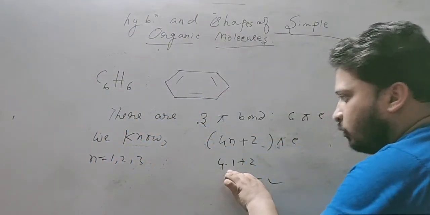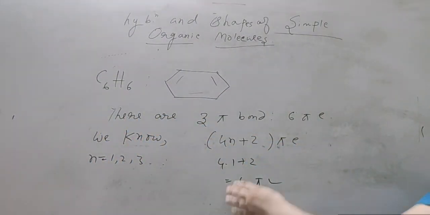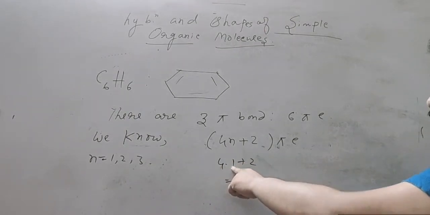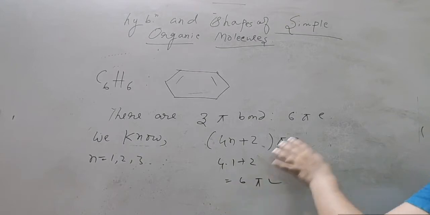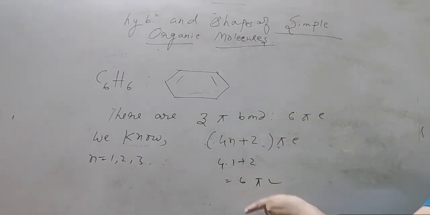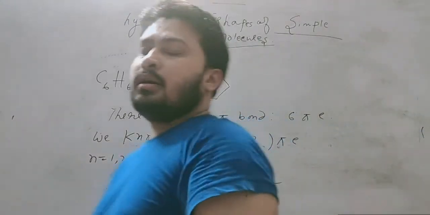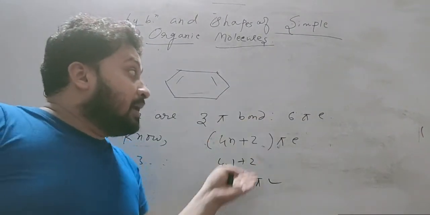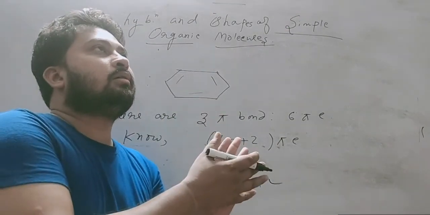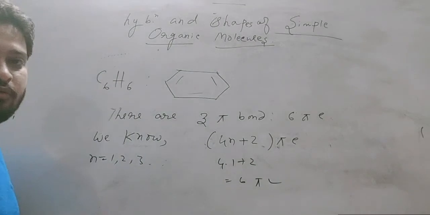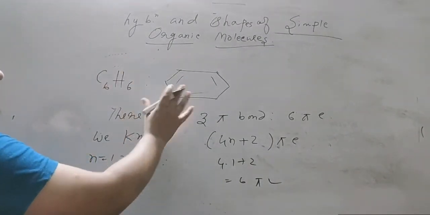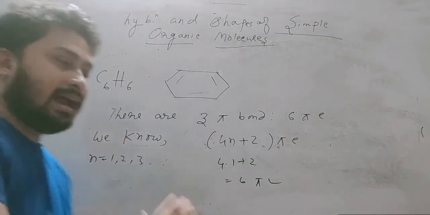Putting this value 1, we get 6 pi electrons, and this is the number of pi electrons of benzene, so it is matched. If the pi electron count is matched, the compound can be called an aromatic compound. We have to know benzene is an aromatic compound.